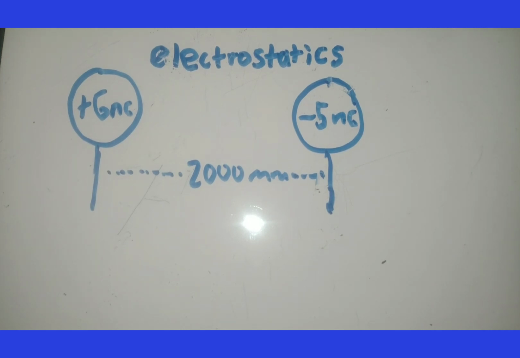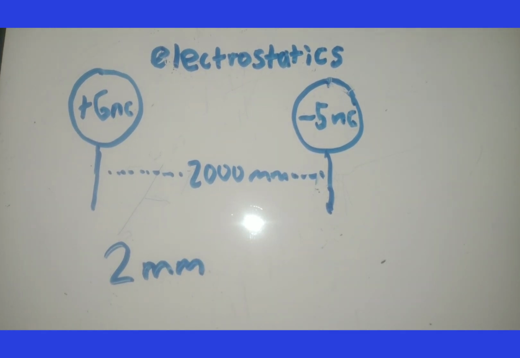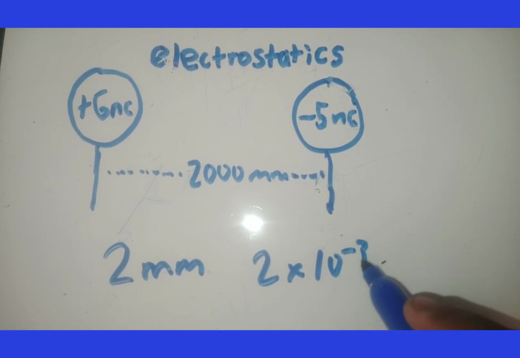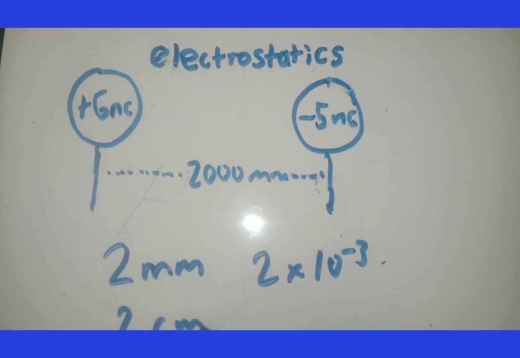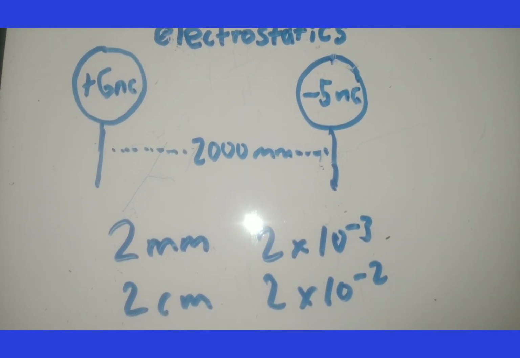Another thing that you have to memorize is that if they give you a distance, let's just say 2 millimeters, distance in physics is usually in meters. So if they give you millimeters, you have to convert it to meters, by saying 2 times 10 to the power of negative 3. If they give you 2 centimeters, then you'll convert that to meters, so you'll say 2 times 10 to the power of negative 2. These are the things that you have to memorize. So you have to know how to change micro and nanocoulombs into coulombs, and how to change centimeters and millimeters into meters.